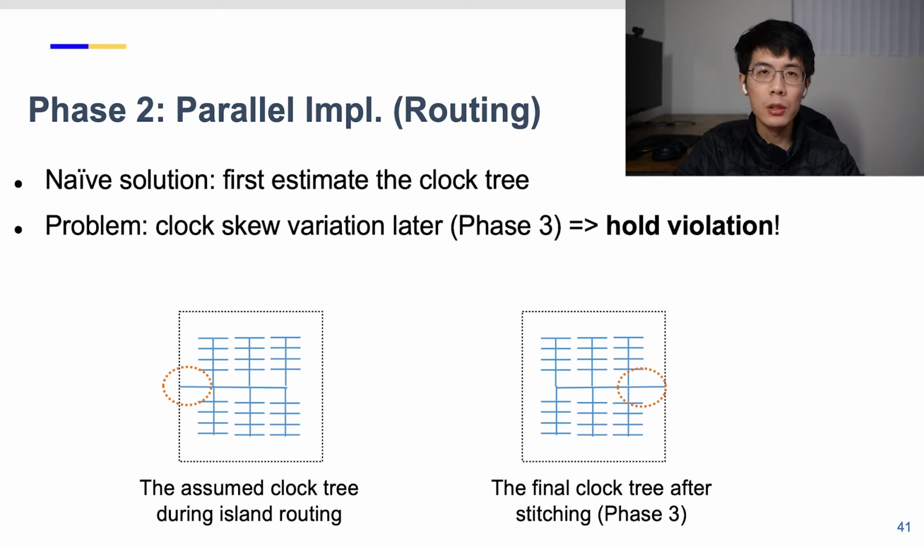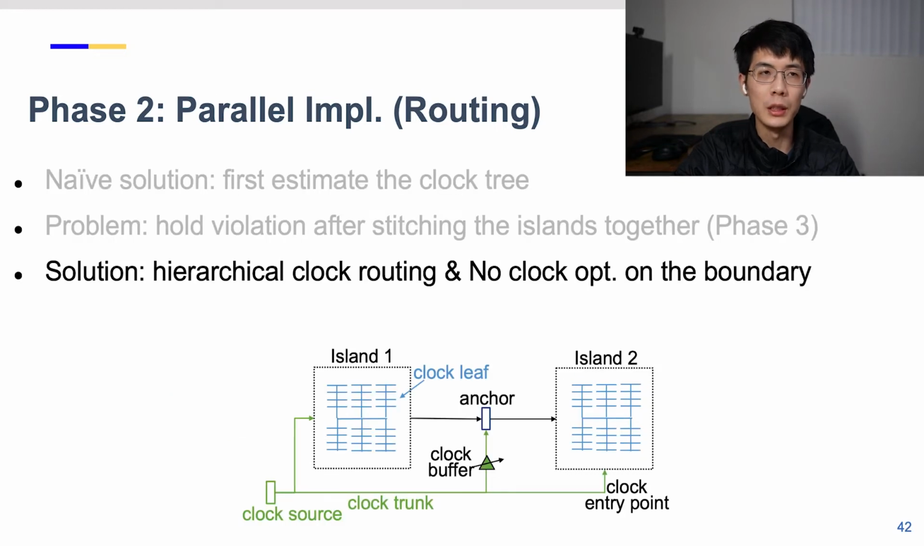A naive solution is to first route each island under an estimated clock tree. The problem is that there will be variation in the clock skew if the clock tree changes after stitching. Even tiny clock skew variation can cause hold violations that cannot be fixed by lowering the frequency.